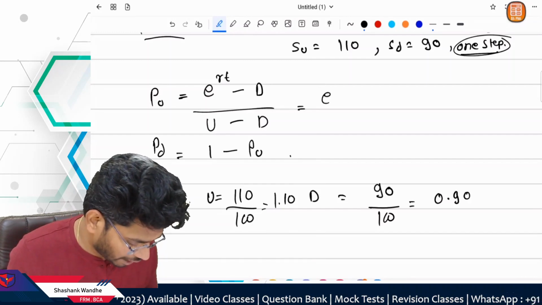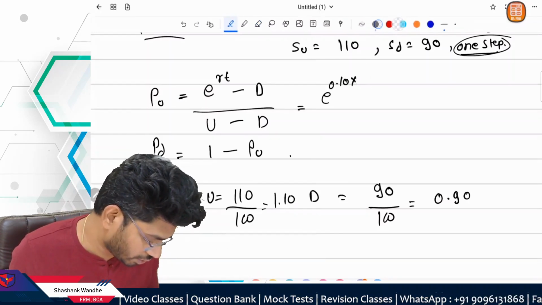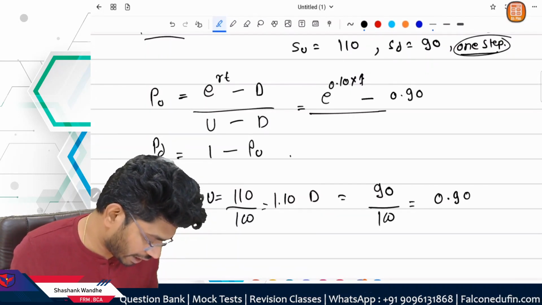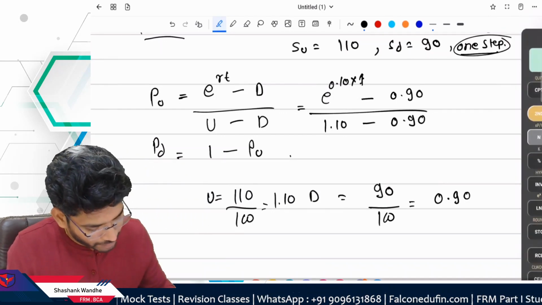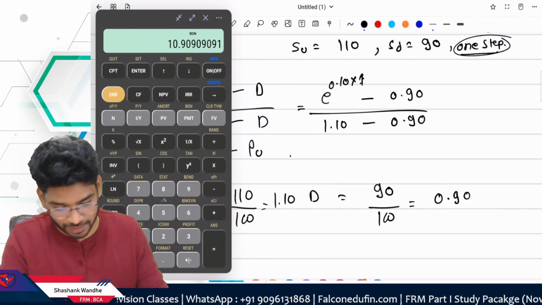So e to the power RT, with 0.10 and a time period of 1 year. We will take 1 minus D, that is 0.90, divided by 1.10 minus 0.90 on the calculator. Here the art is using the calculator as fast as possible.